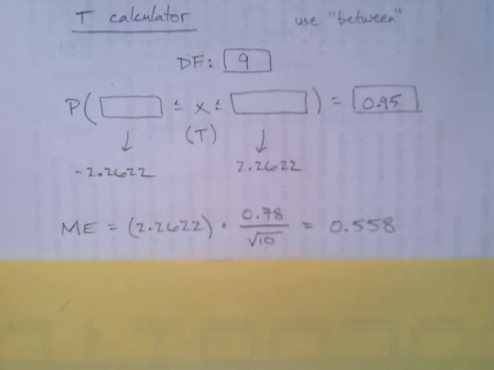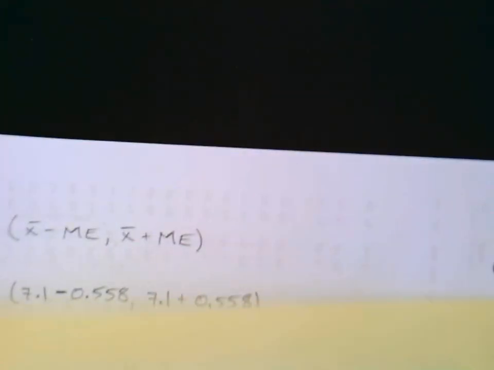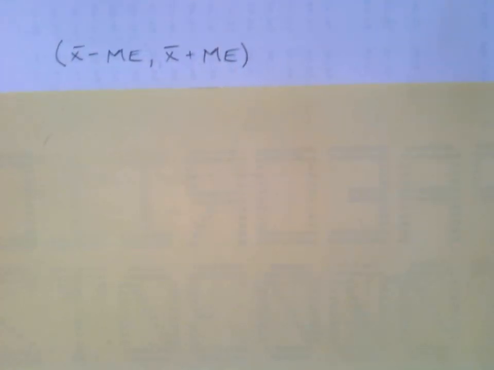Computing that right there. I invite you to do that as well. It got me 0.558. I rounded to 3 decimal places. That's what they asked for. And we have the margin of error. Once we have the margin of error, we're looking really good. We're really close to the answer. It's the same approach now.